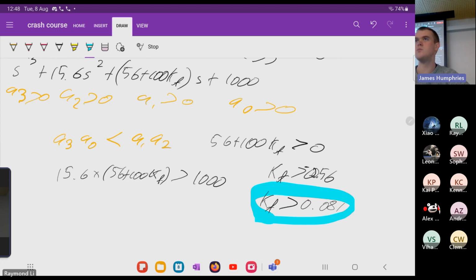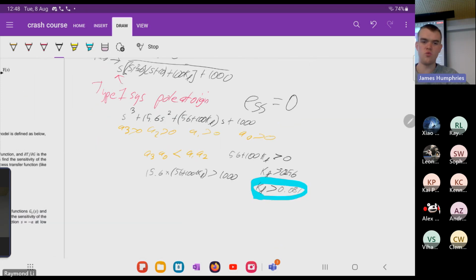You need both, otherwise it doesn't prove anything. And that's the Routh-Hurwitz criteria. Really, the only thing you need to remember is each of these must be positive, and that A1 A2 is bigger than A3 A0.